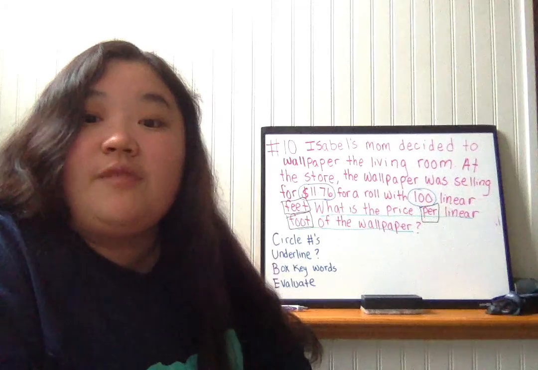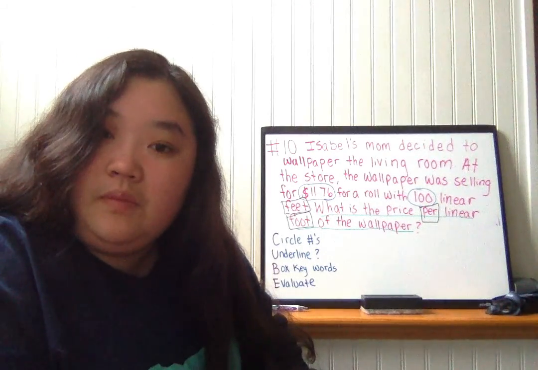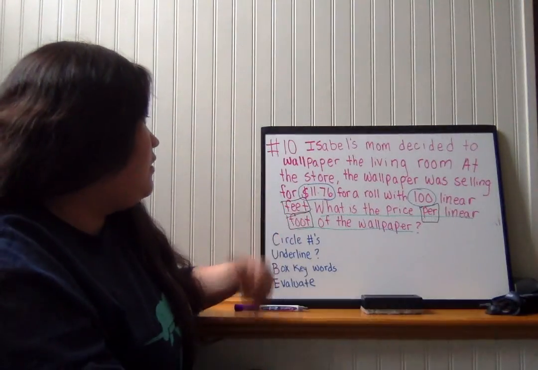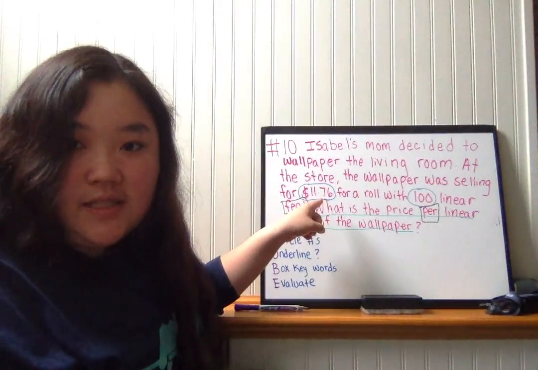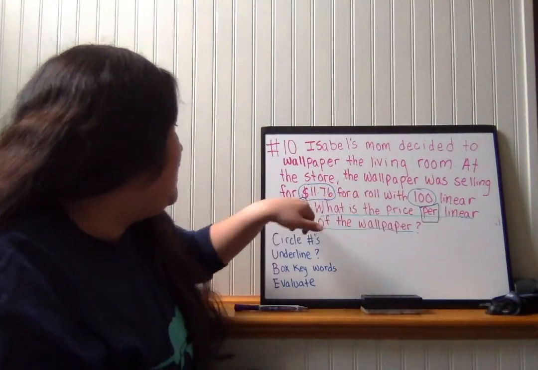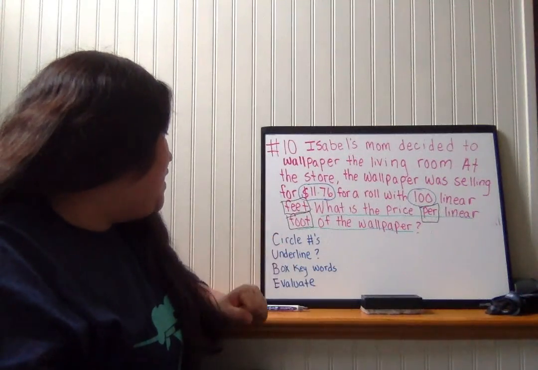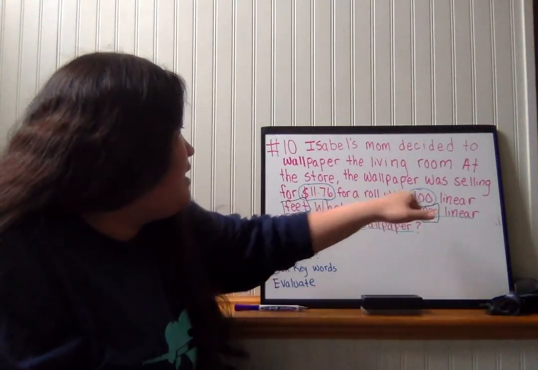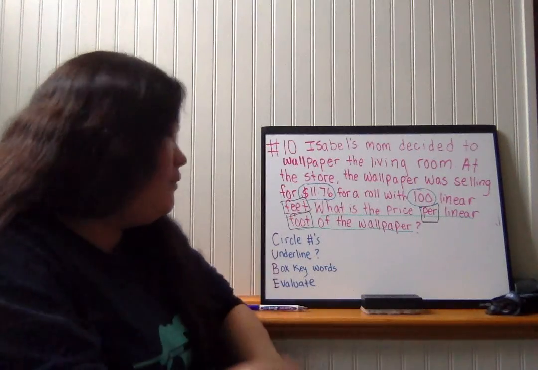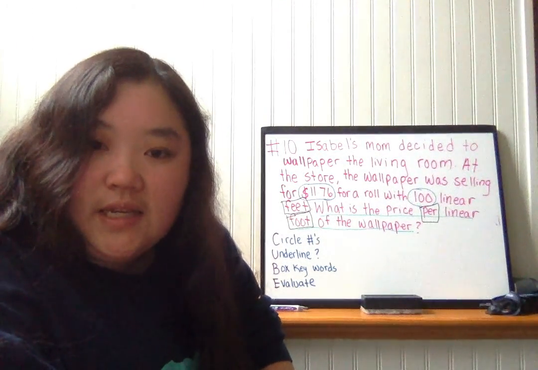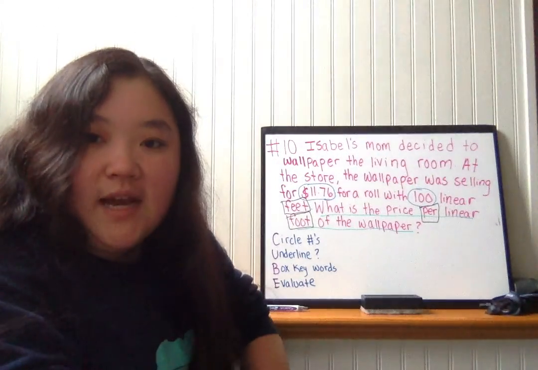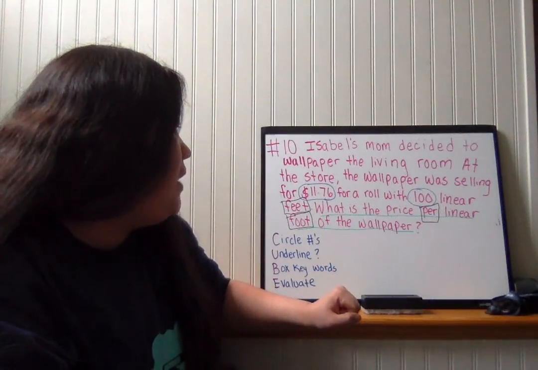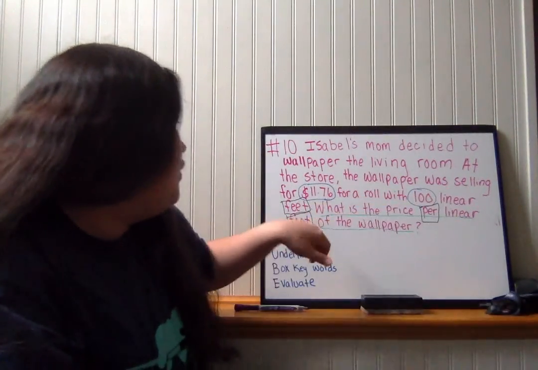Well, before I do anything, I need to cube the problem. The C in cube stands for circle the numbers. So for C, I circled in blue $11.76, and I circled 100 in the 100 linear feet. The U in cube stands for underline the question. In green, I underlined the question: What is the price per linear foot of the wallpaper? The B in cube stands for box key words. I found that the key words I needed to box were feet and foot, because those are units. I also found that I should box per, the price per linear foot of the wallpaper.